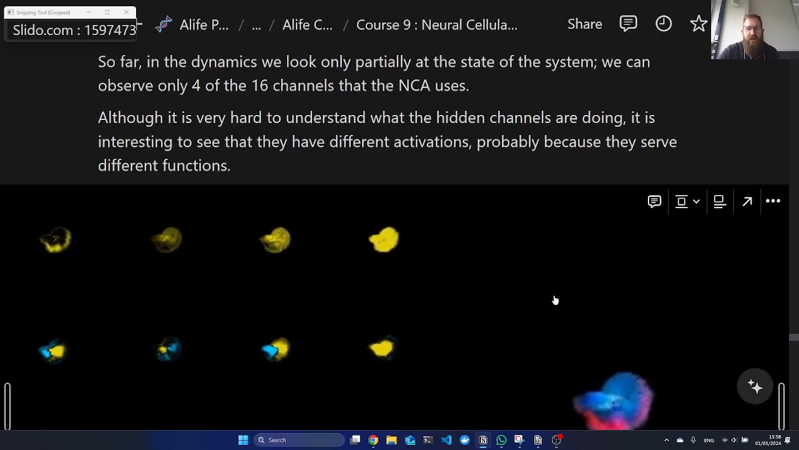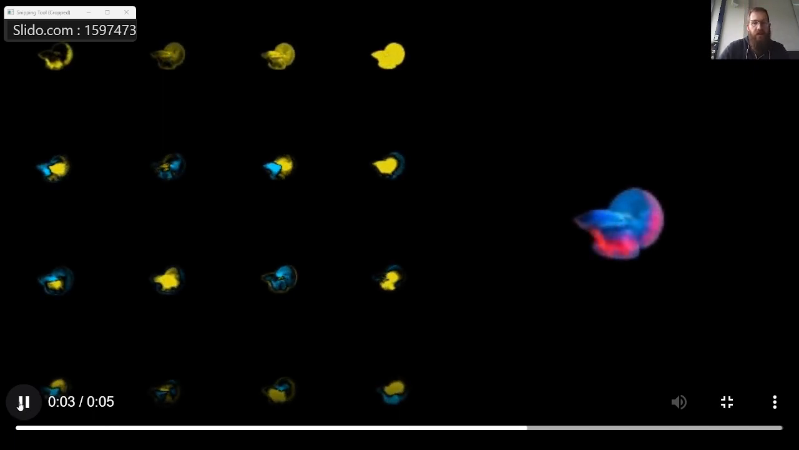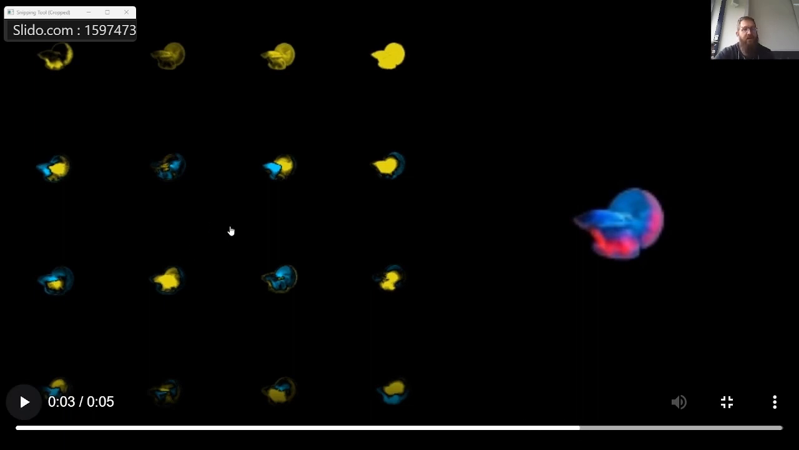So here in this video, on the left, you have all 16 channels that are visualized. Blue is negative and yellow is positive. Here, this is just the RGB channels. This is the alpha channel. You see that this designates essentially the live cells, which trace the contour of the fish. Then you have all the other channels, which are very peculiar. I couldn't tell you why they developed this, but it's quite interesting.